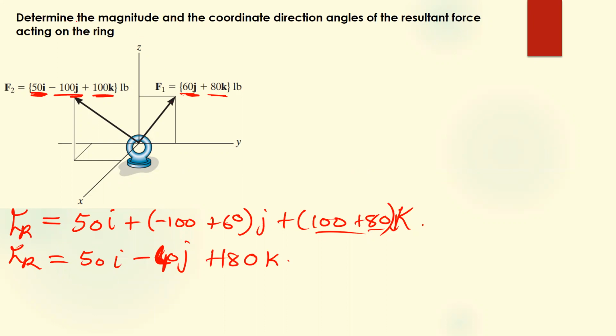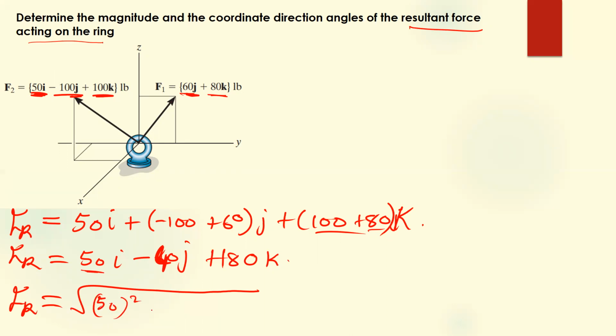And then, okay, you've been asked to find the resultant force acting on the ring. So this is the resultant force. Now to find the scalar, okay, this is the resultant force in its Cartesian representation. But representing this in its scalar form, you say FR will be equal to the square root of, we have 50 squared, plus negative 40 squared plus 180 squared.